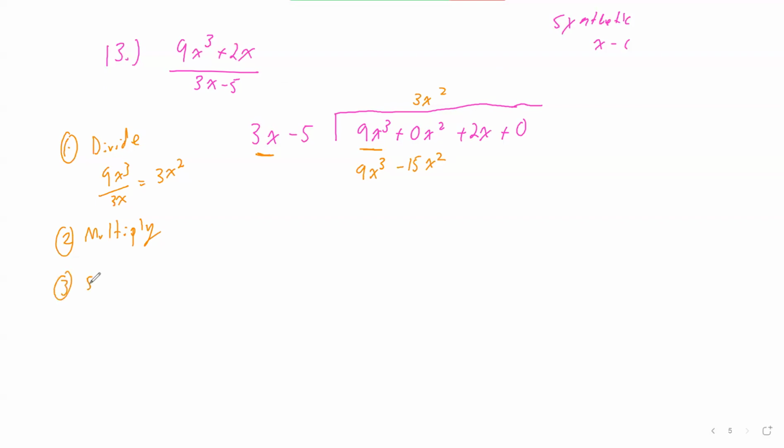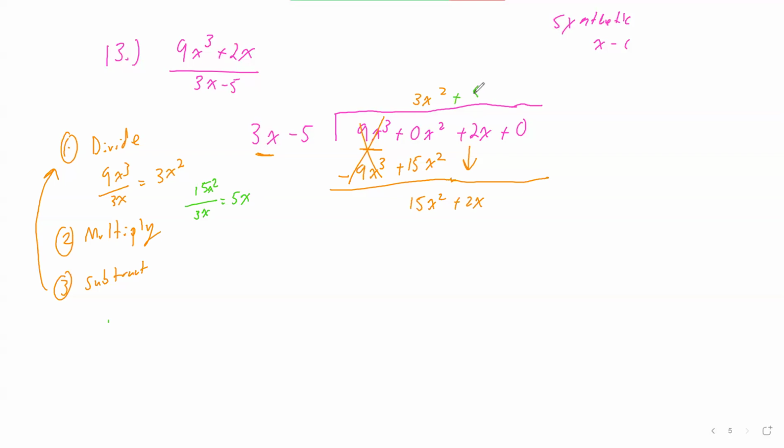Then we're going to subtract. When we subtract, we're basically changing the signs of all of our terms. So this will go away. This will be 15x squared. Drop the next term and repeat. So now I'm going to repeat the process. So this is now going to be 15x squared divided by 3x, and that gives me 5x.